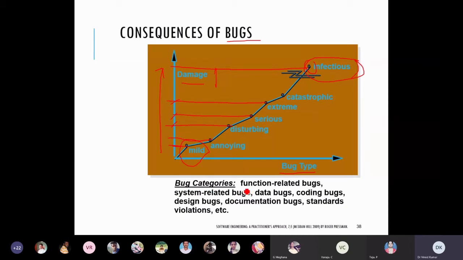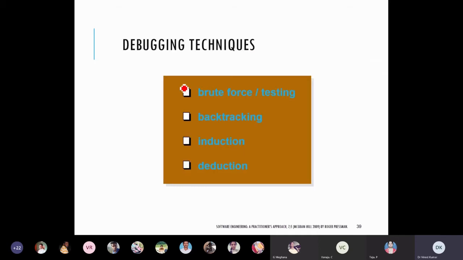So these types of errors are there. Bug categories you can see here. Functional bugs, system related bugs, data bugs are there; the problem may be in the data, maybe in the coding part. Design bugs: maybe we have a problem in the design itself, at the time of designing. Documentation bugs are there. Standards violations means the company or whatever standard that we need to follow, and those standards were not followed, because of that the problem is coming. So I hope you understood that if the bug is serious, the damage will be more. That is the simple thing that you can understand here.